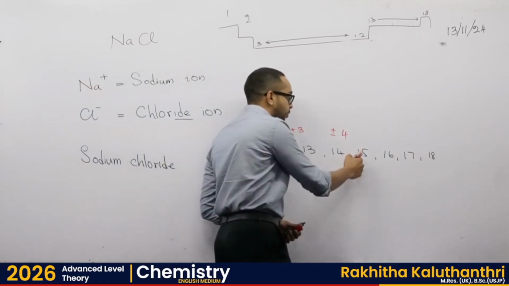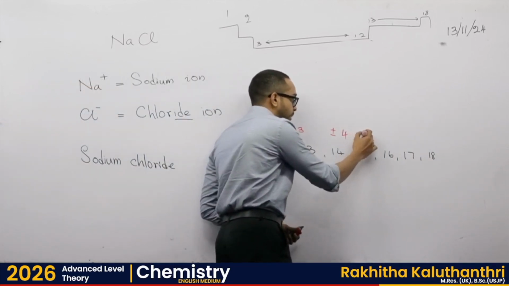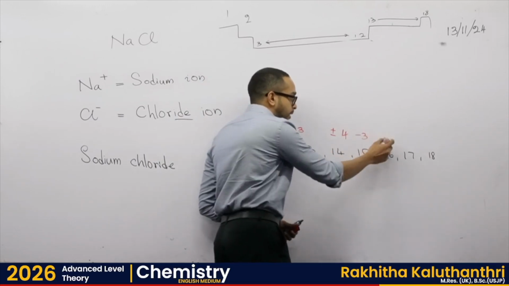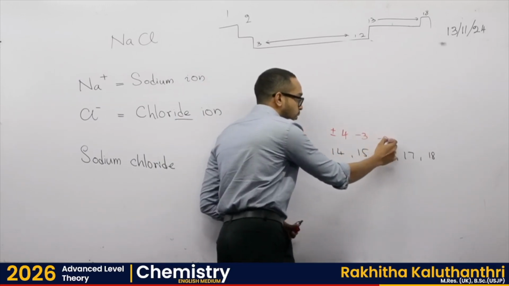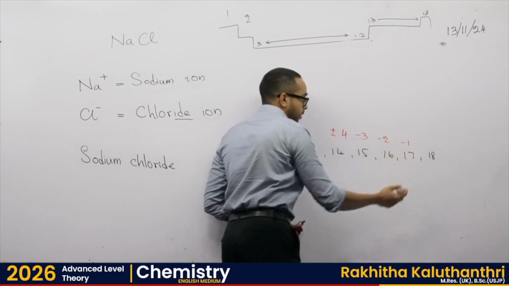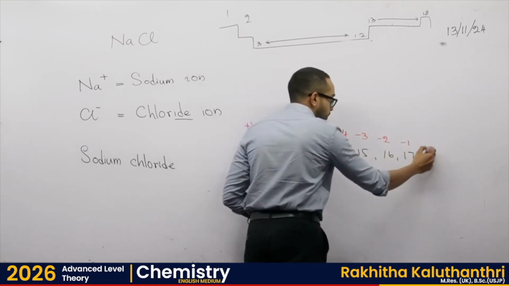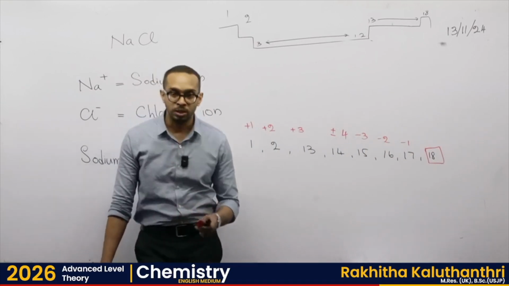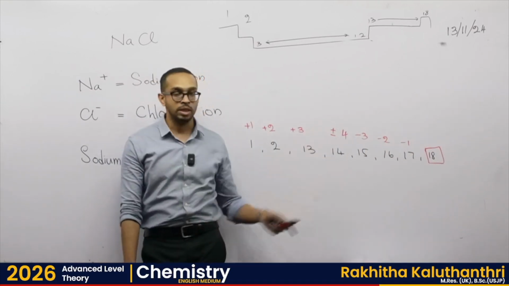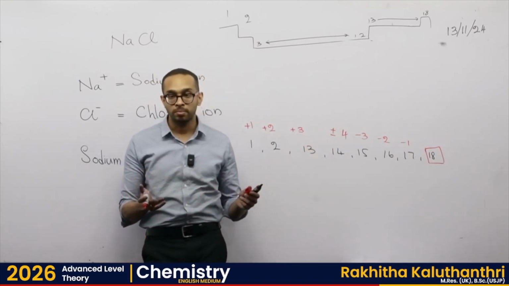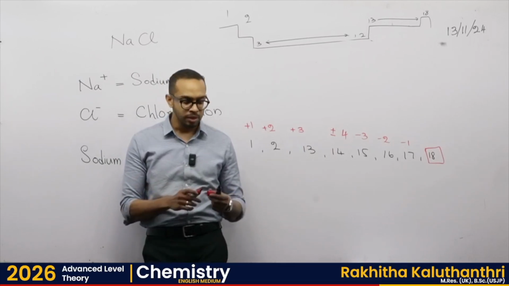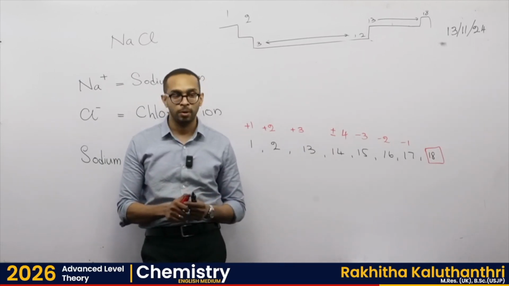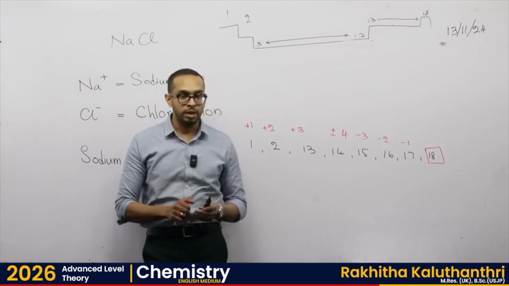And then group 15 forms -3 charged ions in period 2 and period 3, group 16 -2, and group 17 -1. So group 18 is noble gases. They don't form compounds. They do in certain cases, but we'll say for the time being they don't form compounds, right? Xenon, Xe, can form certain compounds, but for the time being we'll leave it out.